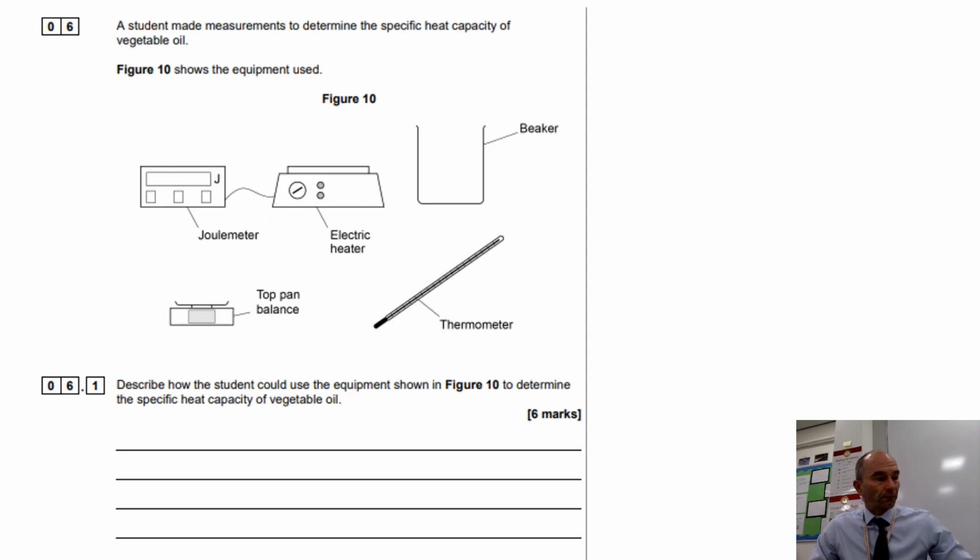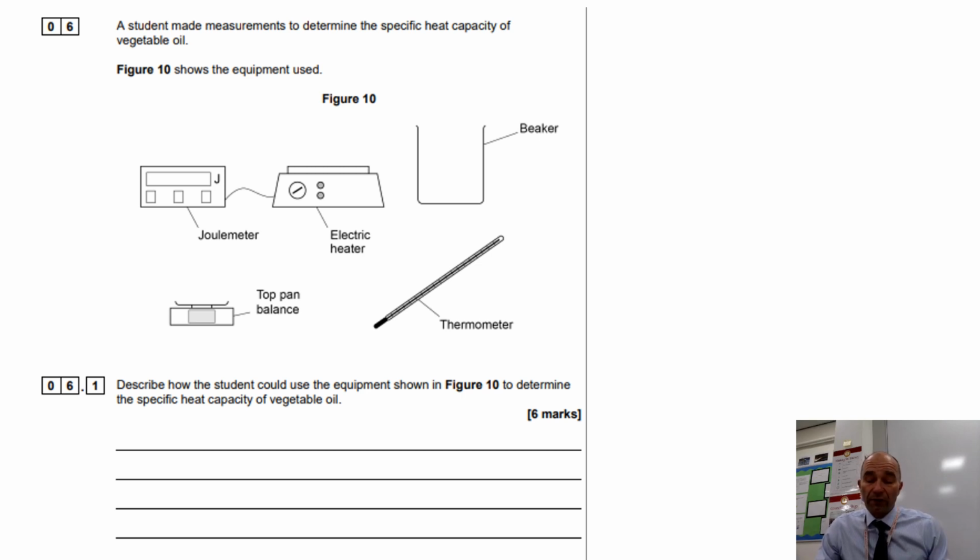Right, and then question 6. This is our 6-mark question, and you should be looking at being able to get pretty much all the marks on this one. Now, this is where you need to read the question carefully, because the student made measurements to determine the specific heat capacity of vegetable oil. You've shown the equipment used. Now, you need to write a method here, but you also need to explain how to use the actual equipment.